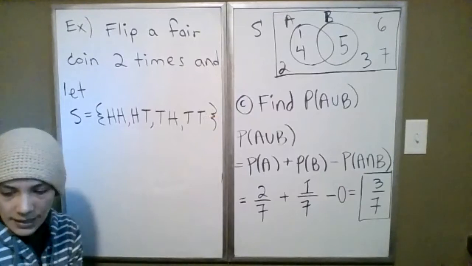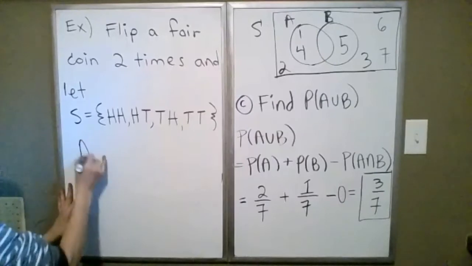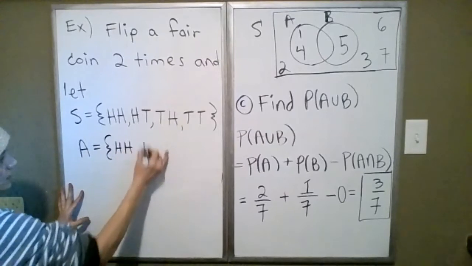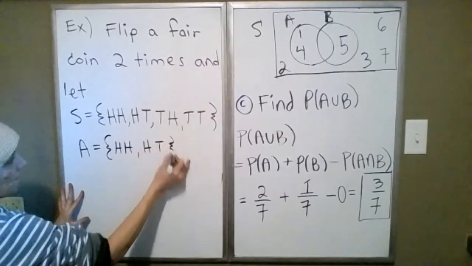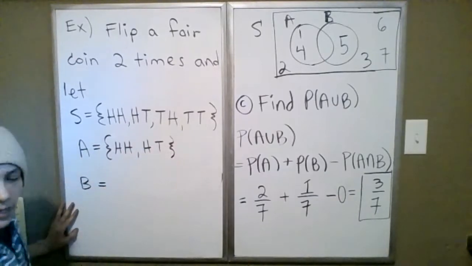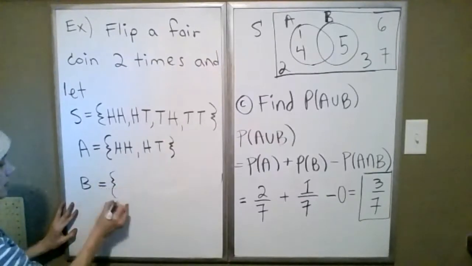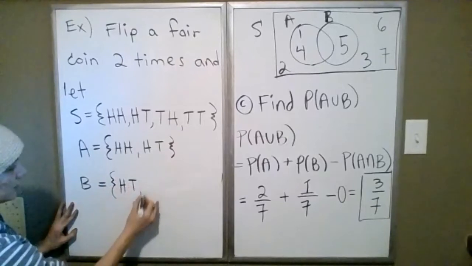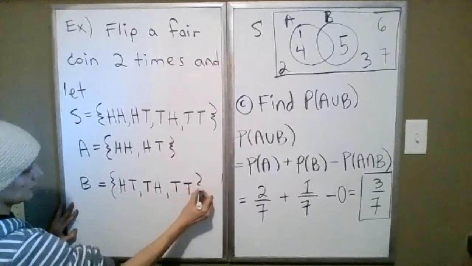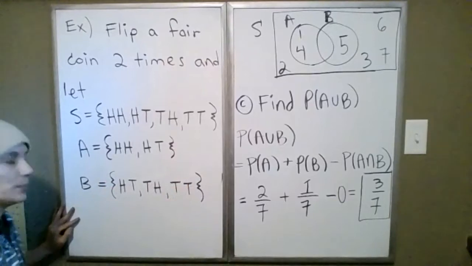Event A is getting heads, heads, or heads, tails. Event B is going to contain heads, tails, tails, heads, tails, tails. Okay. And then first thing to do, draw a Venn diagram.